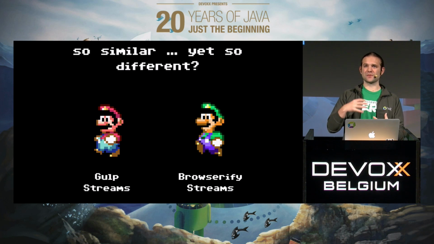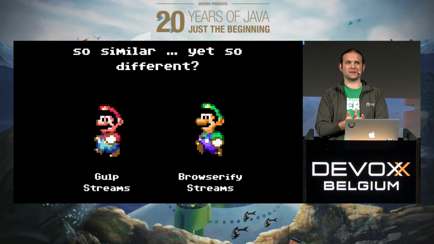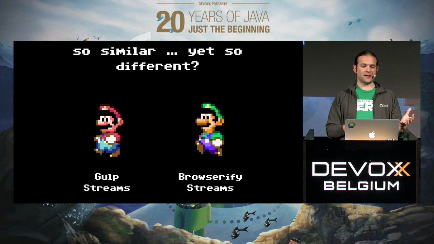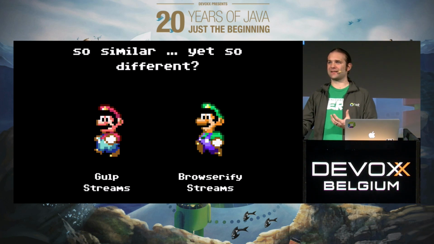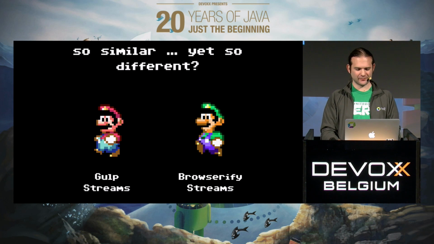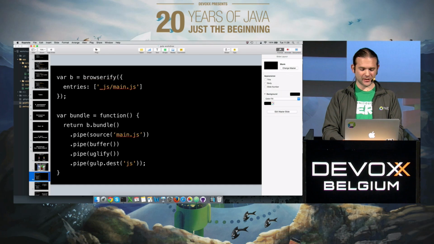So if you are going to use Browserify, it emits a stream, and Gulp emits a stream. So both tools emit streams, but they still look kind of different. Gulp emits virtual file objects in a virtual file system. Browserify just emits the plain text. Wouldn't it be great if you could somehow combine them? And that's what we are going to do now. So back to the command line.